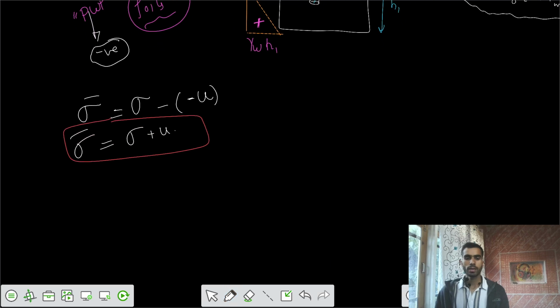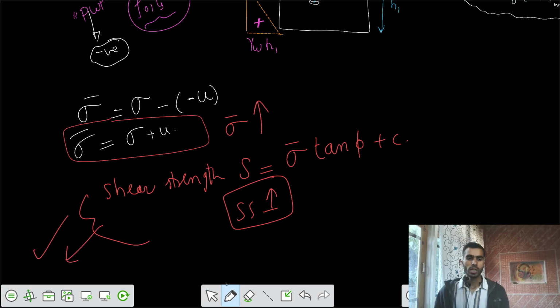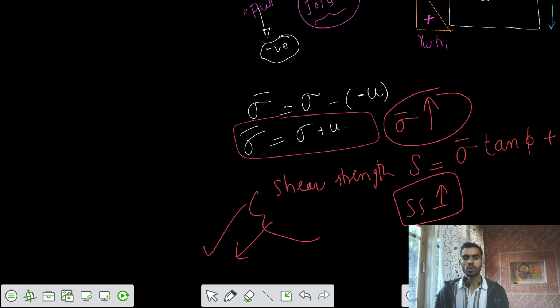Because of the capillary effect, your effective stress increases, and we have the equation for the shear strength of soil, which is related to the effective stress by the equation sigma tan phi plus c. So your shear strength also increases because of capillarity. In the capillary zone, your shear strength increases.